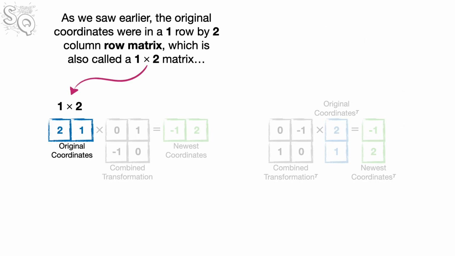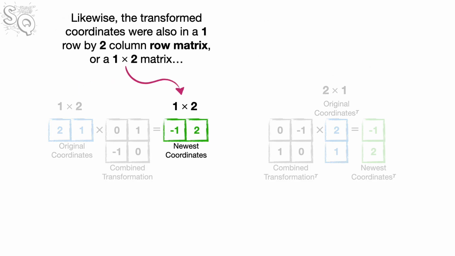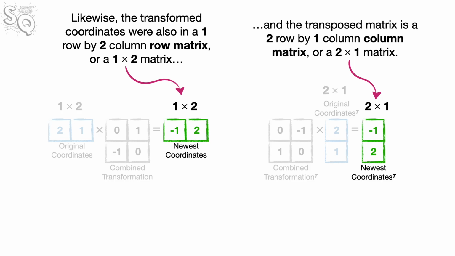As we saw earlier, the original coordinates were in a 1-row by 2-column row matrix, which is also called a 1x2 matrix. But after we transpose the original matrix, we end up with a 2-row by 1-column column matrix, which is also called a 2x1 matrix. Likewise, the transformed coordinates were also in a 1x2 row matrix, and the transposed matrix is a 2x1 column matrix.